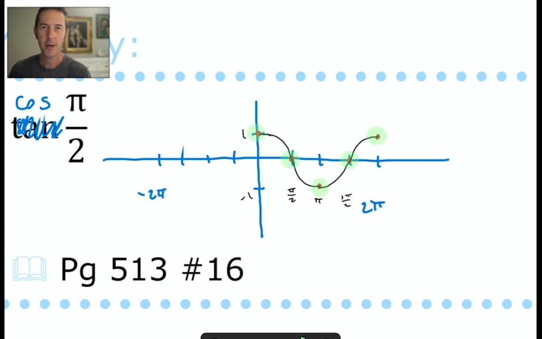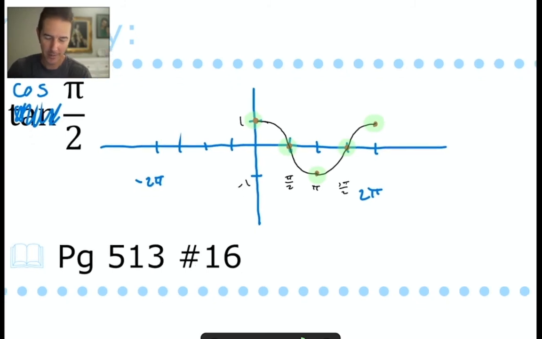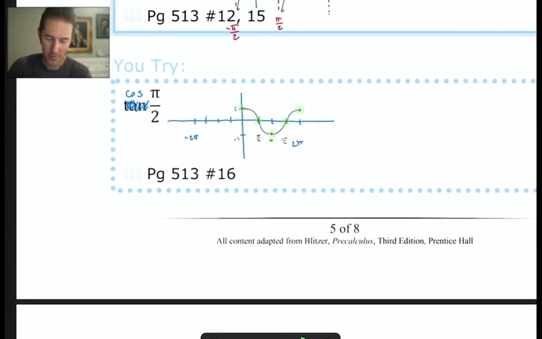For 0, 2 pi, 4 pi, 6 pi, 8 pi, 10 pi, and so on. What about in the negative direction? -2 pi? Cosine of -2 pi, still +1. -4 pi, -6 pi, and so on.